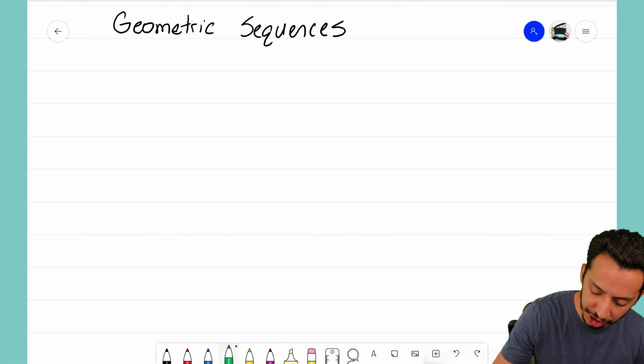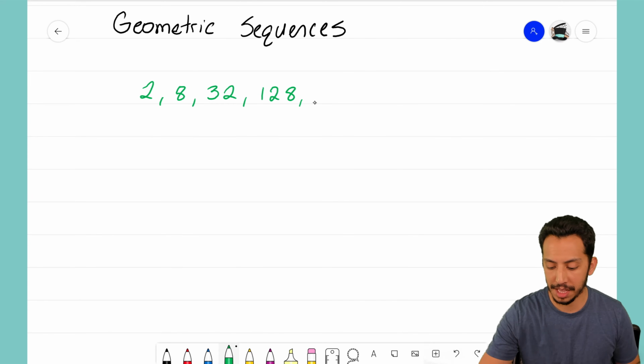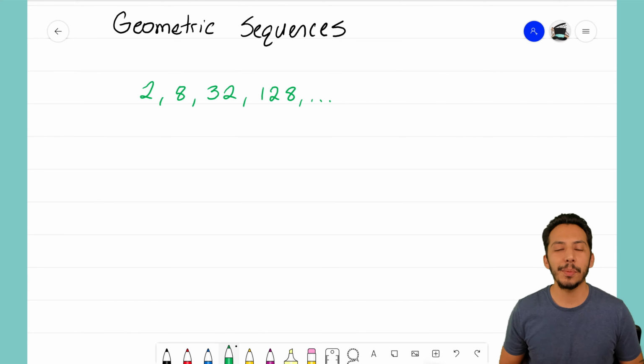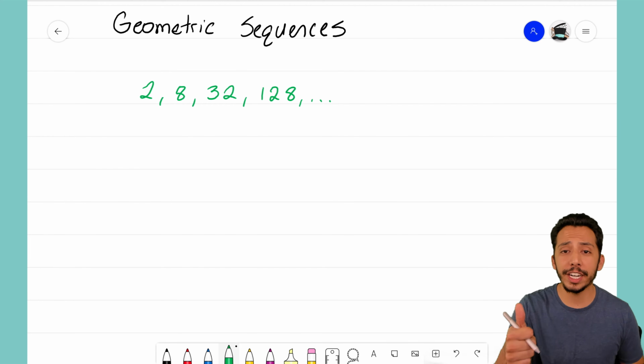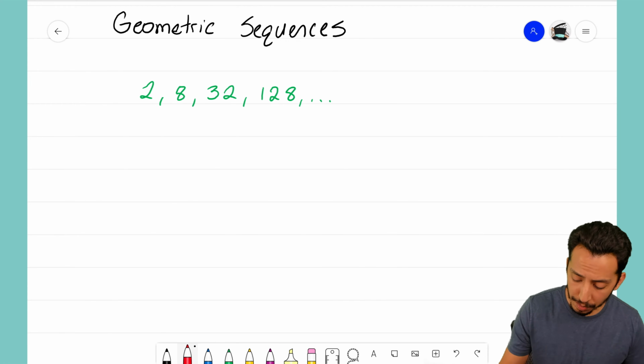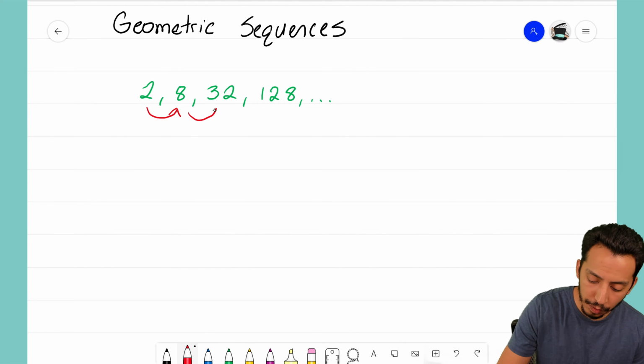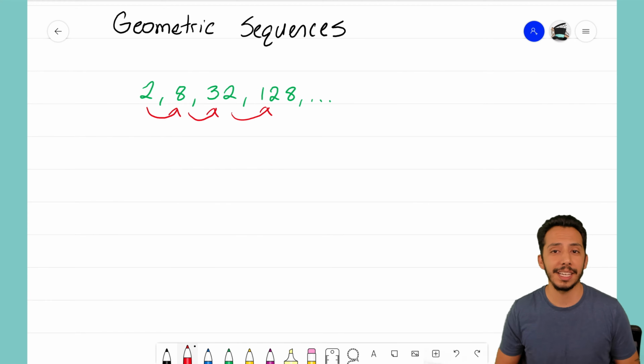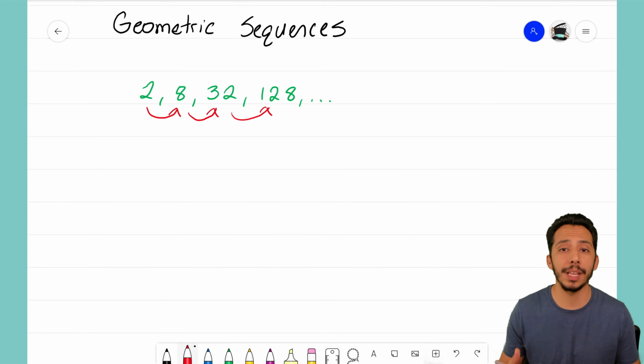So let's go ahead and look at the geometric sequence of 2, 8, 32, and 128. Let's put 3 dots at the end of that to help us understand that the sequence does go on forever. Now, just like with an arithmetic sequence, we needed to know the common difference and the zero term. Same idea for a geometric sequence. We need to know the common ratio and the zero term. Remember, the common ratio is how we are moving from one term to the next. In a geometric sequence, that's by multiplying.